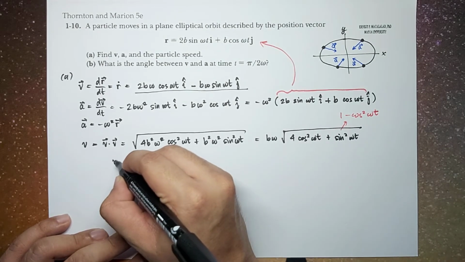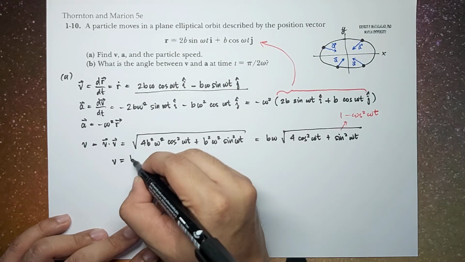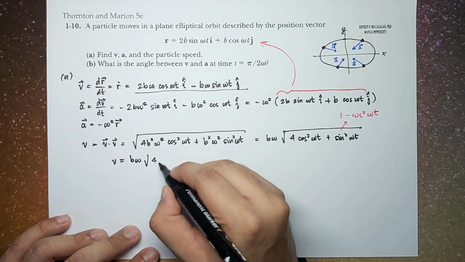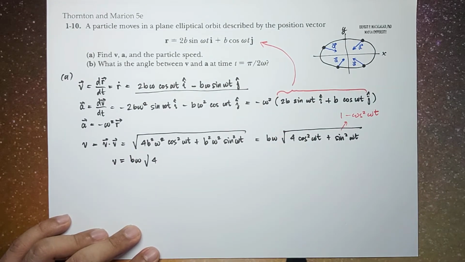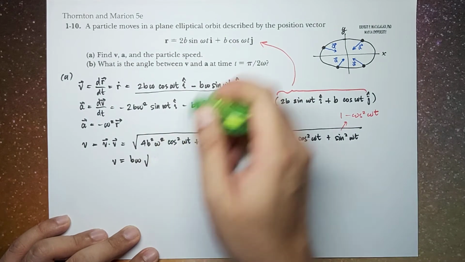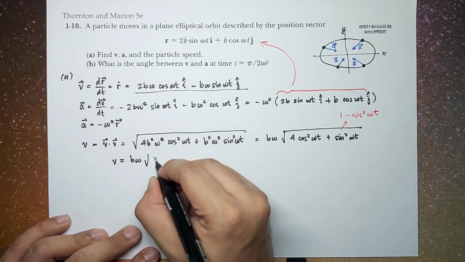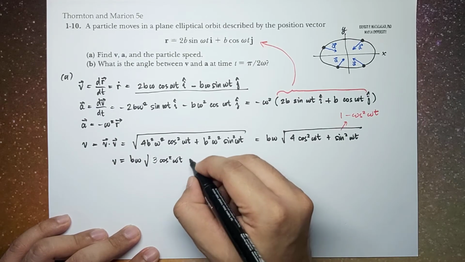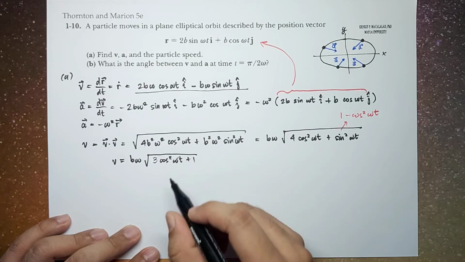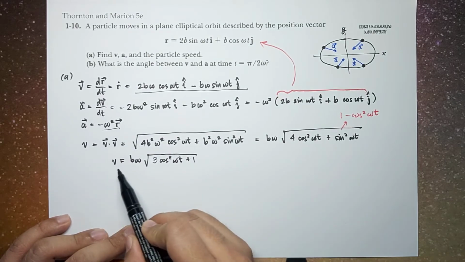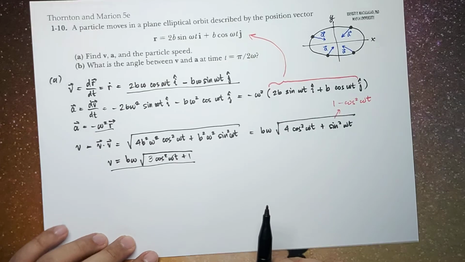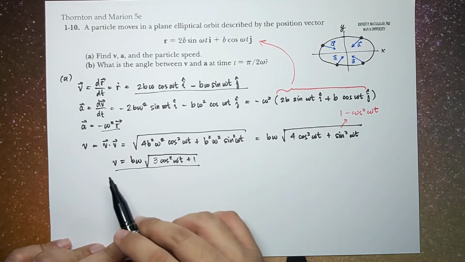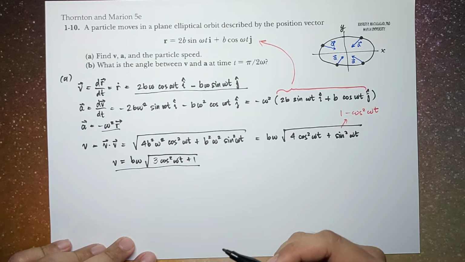So we just combine this with this. We're now left with the speed of your particle being b omega times the square root of 4 minus 1, so that's 3 cosine squared omega t plus 1. Okay, so that's your letter A. Of course, you can express your speed in terms of sine as well.